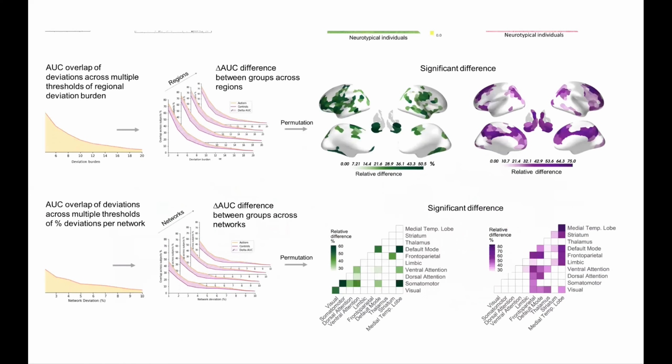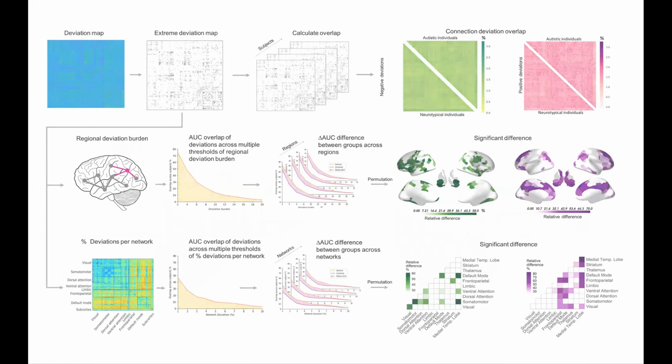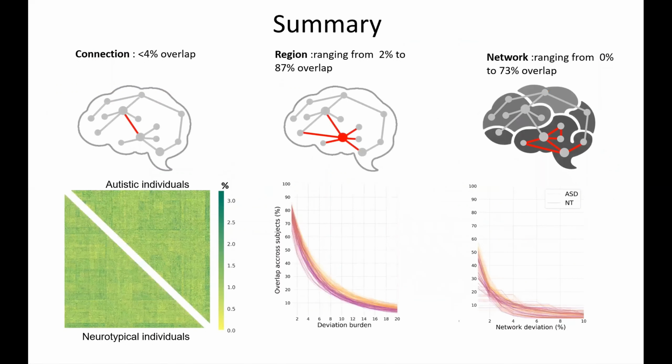So to summarize, we used a multi-scale approach to normative modeling to characterize the heterogeneity of deviant functional connectivity in autism at the level of specific connections, brain regions, and canonical functional networks. In accordance with our hypothesis, we found extreme heterogeneity at the connection level, such that no more than 4% of autistic people or controls showed an extreme deviation at the same connection. On the other hand, looking at the higher levels, overlap was considerably higher in autism at specific regions, ranging from 2 to 87%, depending on the threshold, and up to 73% when looking at networks.